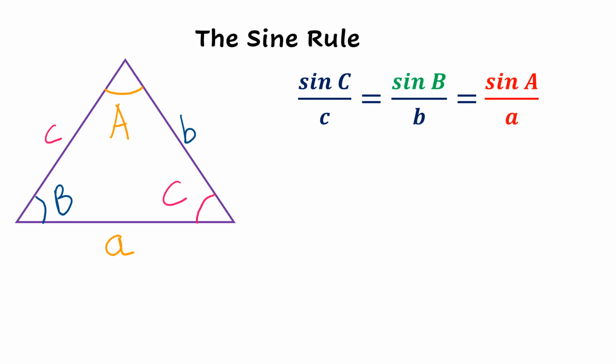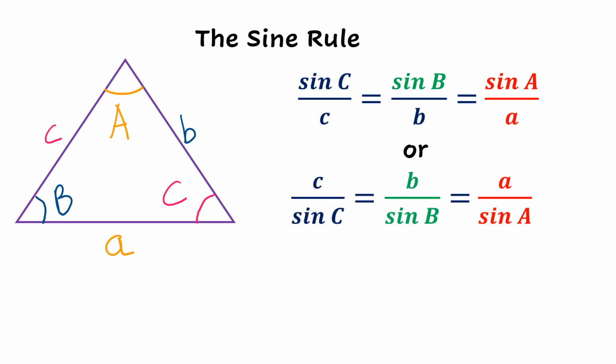Because if you don't want to write it as sine C over C equals sine B over B equals sine A over A, then is there another way of writing it? And the answer is yes. Since you're comparing it as a ratio, you can actually write it as C over sine C equals B over sine B equals A over sine A.